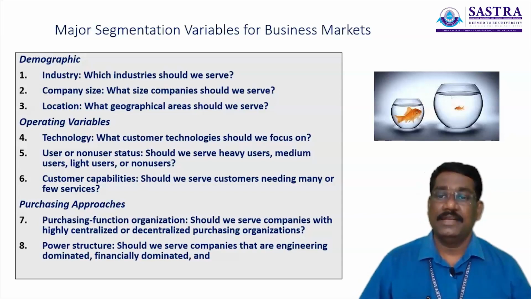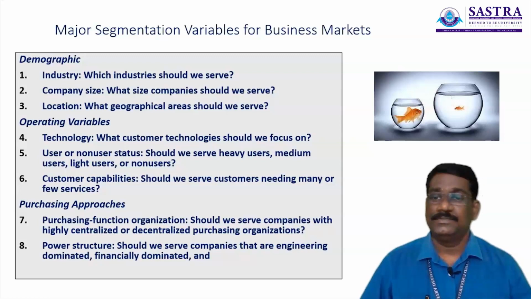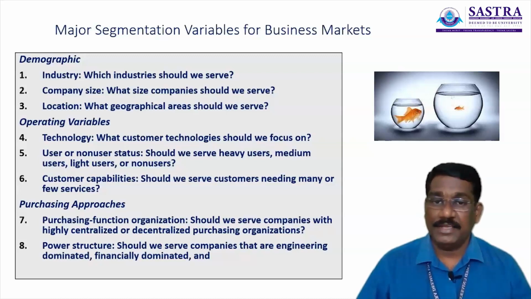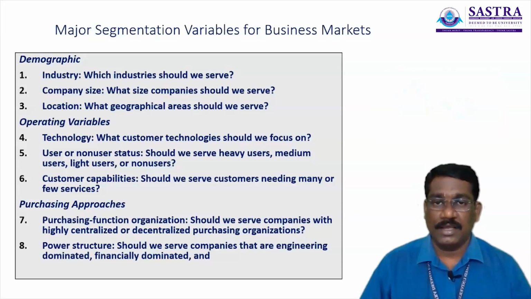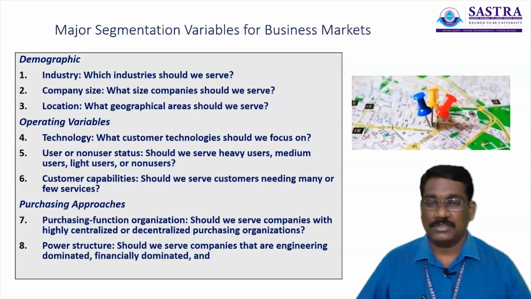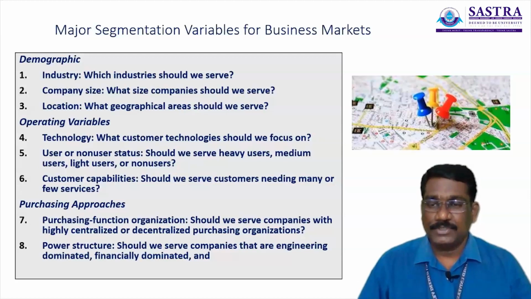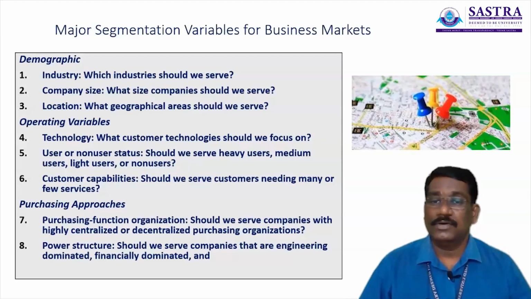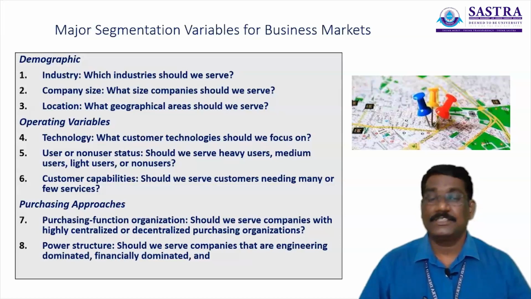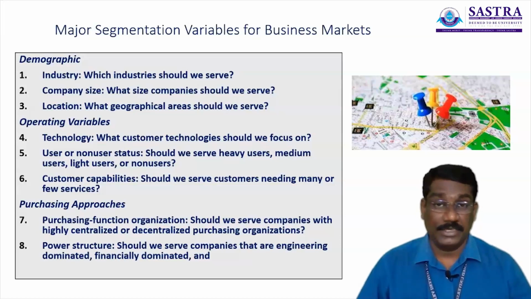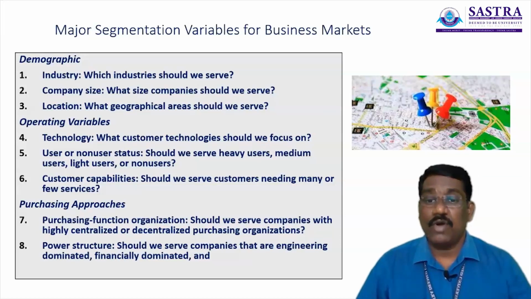Next, we need to talk about the location. What geographical areas should we serve? Whether we should serve the Asia Pacific, North, South, like that. As a business marketer, while segmenting, we need to understand which location we need to serve. Next are the operating variables, in terms of what kind of technology.